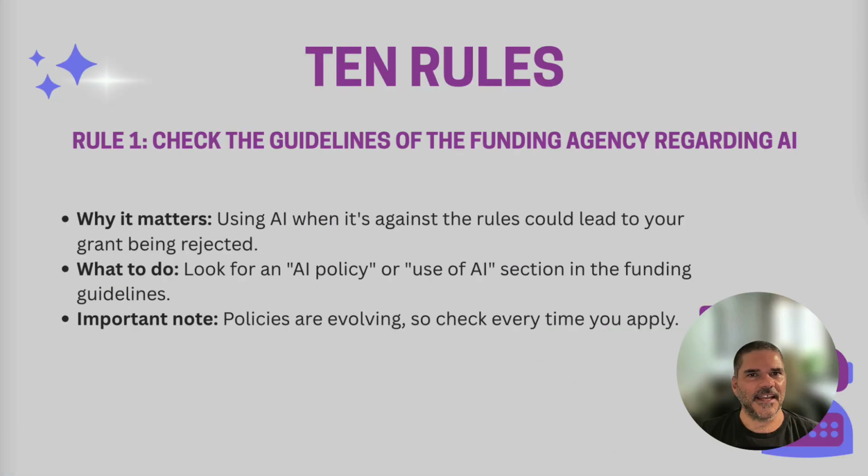And right, let's move on to the 10 rules of grant writing. So the first rule is start out with the funding agency and check their guidelines for AI.